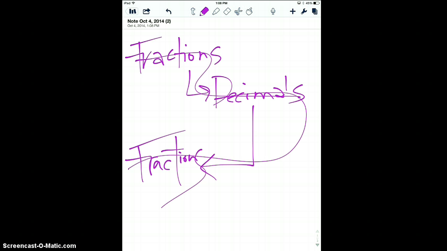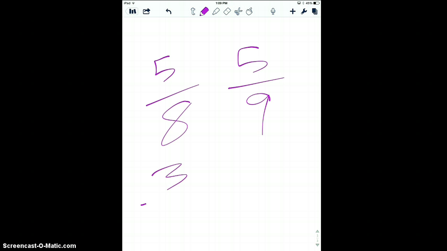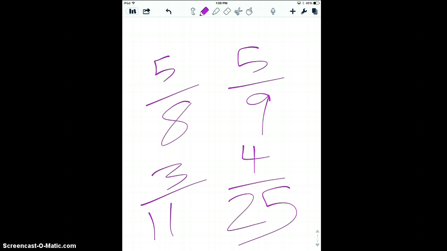So let's start. We're going to start with some fractions like 5/8 and 5/9 and 3/11 and 4/25. Okay, we have 4 fractions up here, and I want you to convert them all to decimals.